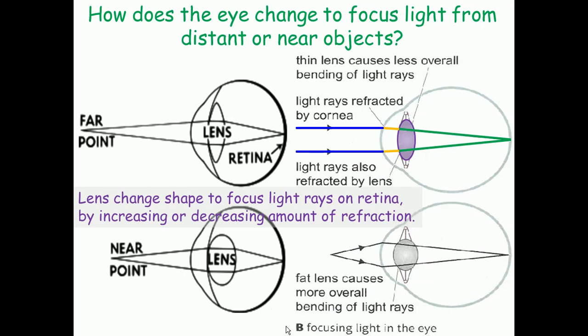When you're seeing something close up, the lens becomes thicker. And because the lens becomes thicker, this causes the light rays to refract more. And by refracting more, the light rays can focus on the retina. So to summarize that, to see something far away, you want the lens to become thinner so that there is less refraction. And to see an object that is close, you want the lens to become thicker, so there is more refraction. And in both occasions, the amount of refraction fine-tunes the focusing so that the light rays can focus on the retina.